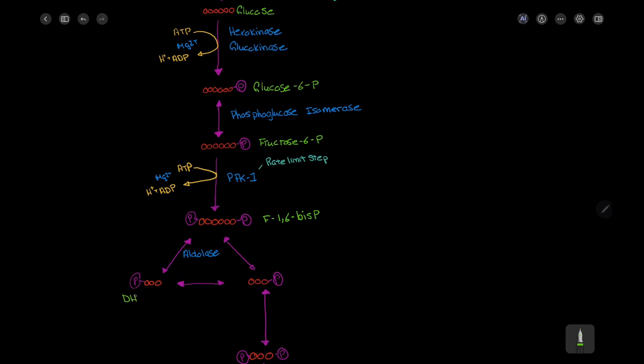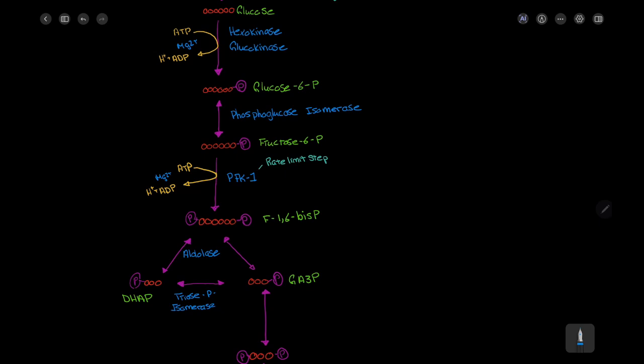It produces dihydroxyacetone phosphate, or DHAP, and glyceraldehyde 3-phosphate, or GA3P. DHAP has the phosphate on carbon 1, while GA3P has the phosphate on carbon 3. These are isomers of each other, and since they're isomers, they can interconvert with the enzyme triose phosphate isomerase in a reversible reaction.